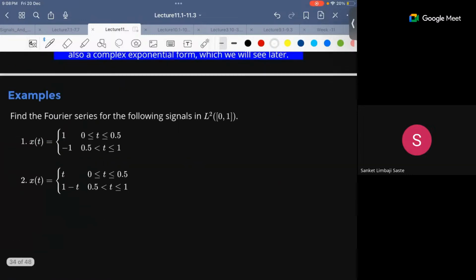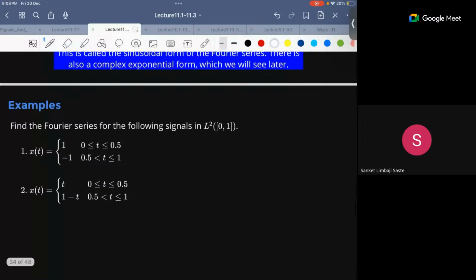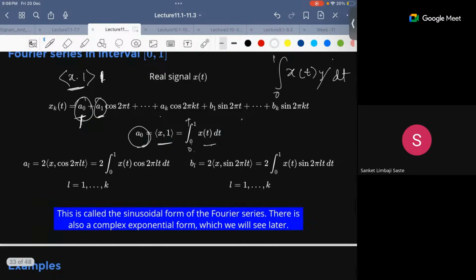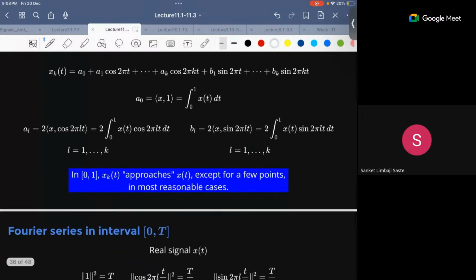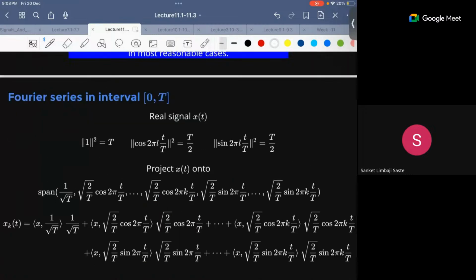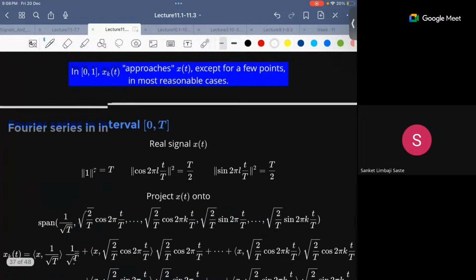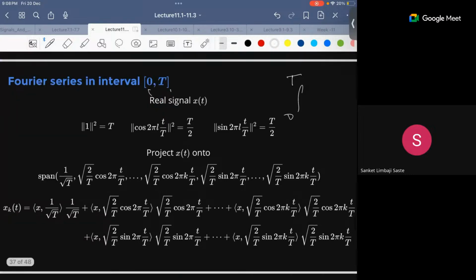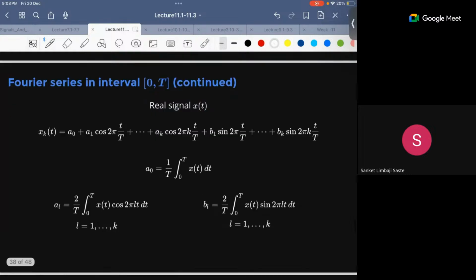So this type of problem can be given to you. You'll have to calculate the Fourier series, or mostly the expansion will be given and you'll have to calculate a naught, a1, b1. The main formula is what you should be knowing, and that will help you calculate everything. Here we were just dealing with 0 to 1, and here it has been made 0 to T. So wherever the integration was from 0 to 1, now the integration will be from 0 to T. You can see everywhere the same thing, so here the integration is from 0 to T, with 1 upon T.